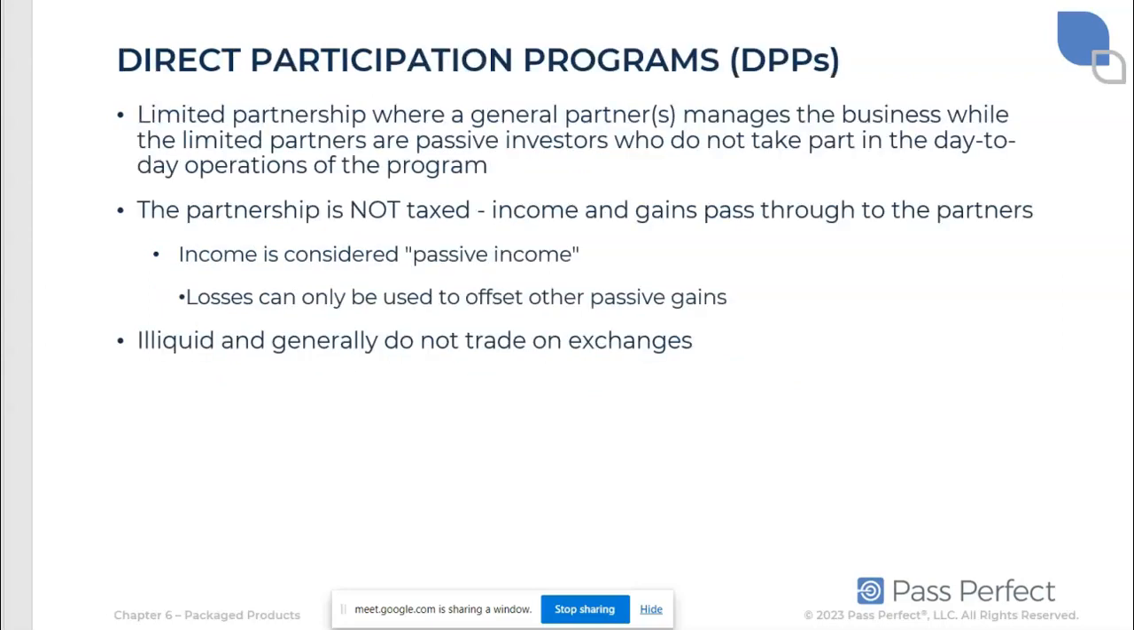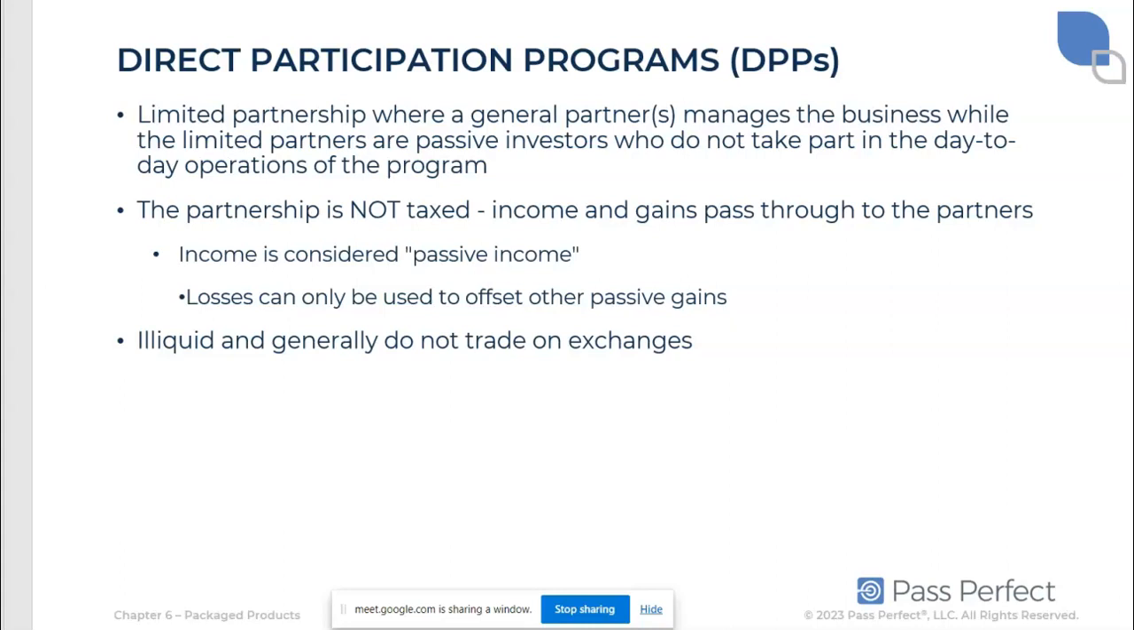All right, direct participation programs, or DPPs. Now, many of us haven't heard of these because it doesn't come up a lot for most people. In fact, before I even took this test, I didn't even know these existed. But it is, again, a limited partnership. So the structure, again: there is one or more general partners who manage the business, run the business, and they have the whole role of management and operations.